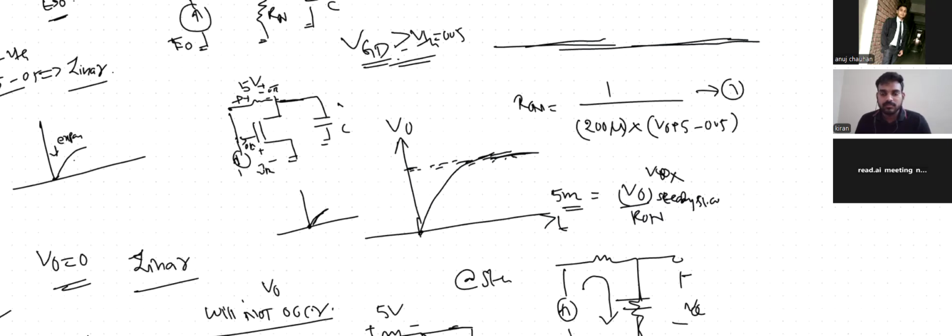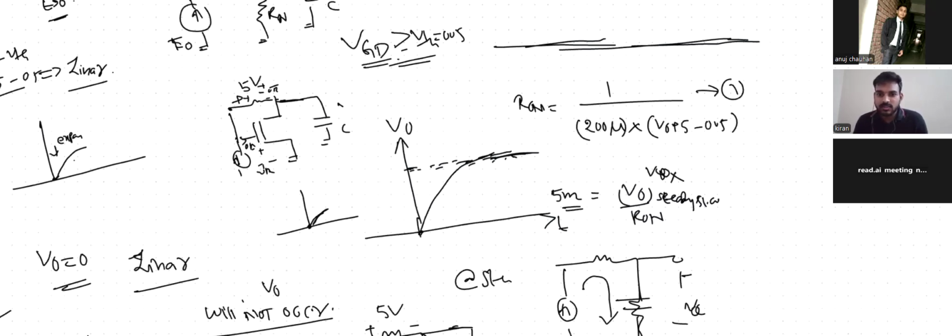You got it. How much do you get for the steady state value? Okay, I didn't solve this one. I got it in a sense. Okay. So what is the time constant for the circuit?